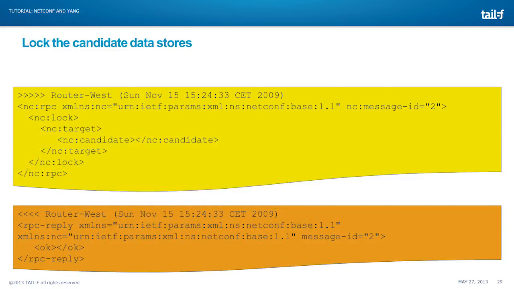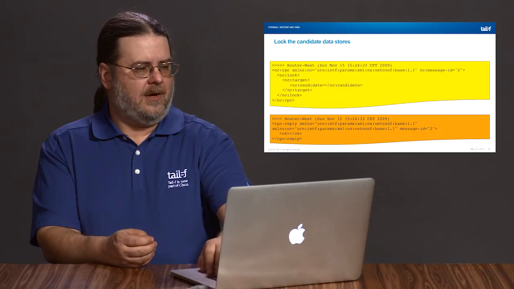Then we take a lock on the candidate data store because we don't want anyone else making changes while we do. So we send router west a lock against the target of candidate to take an exclusive lock on the candidate data store. We'd be doing similar interactions to other routers involved in this scenario. So we've connected, we've discarded any changes that may be there, and now we take a lock. And again, we simply see a reply of OK from the device.